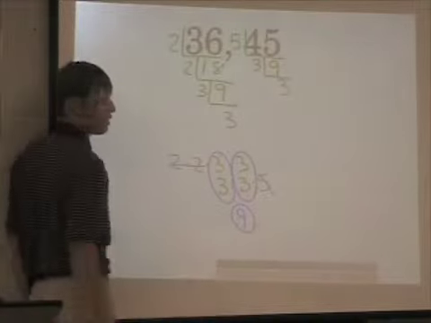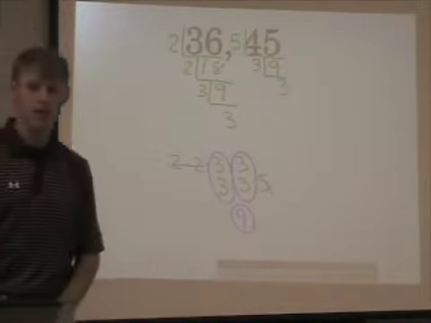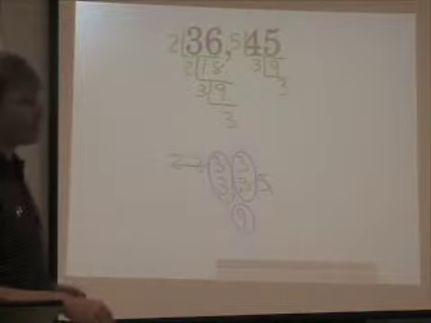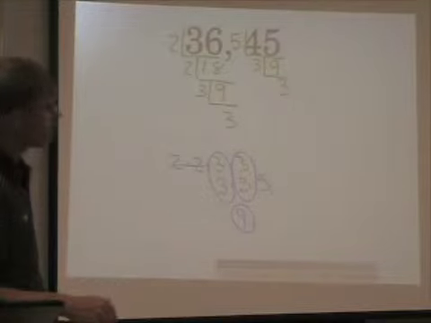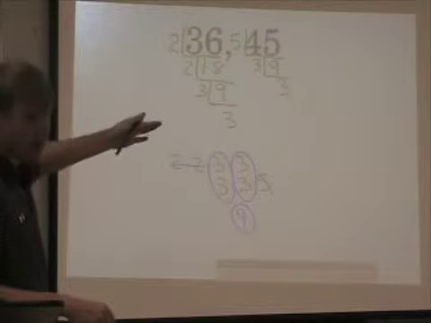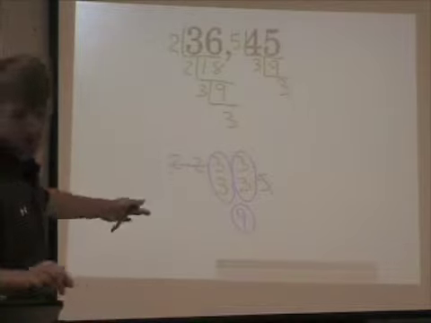That's my GCF. Now, once you get your answer, evaluate it to yourself. Say, does 9 make sense? Does 9 go into 36? Yes, 4 times. Does 9 go into 45? Yes, 5 times. So you have a good answer because it goes into both of these.